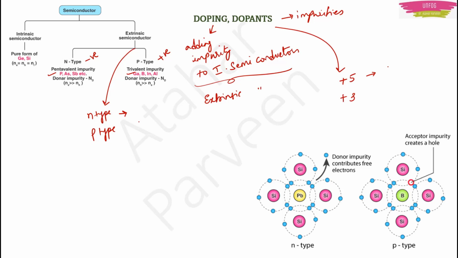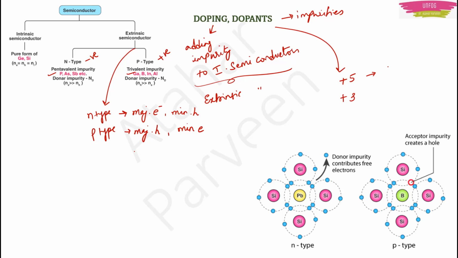In N-type, your majority charge carriers will be electrons. That's why we say they are negative type, N-type. Negative, here majority charge carriers are electrons, so what will the minority charge carriers be? Minority charge carriers will be holes. Okay. Then in P-type, what will the majority charge carriers be? They will be holes. And minority charge carriers will be electrons. These are all 1 mark questions. You have to remember this.